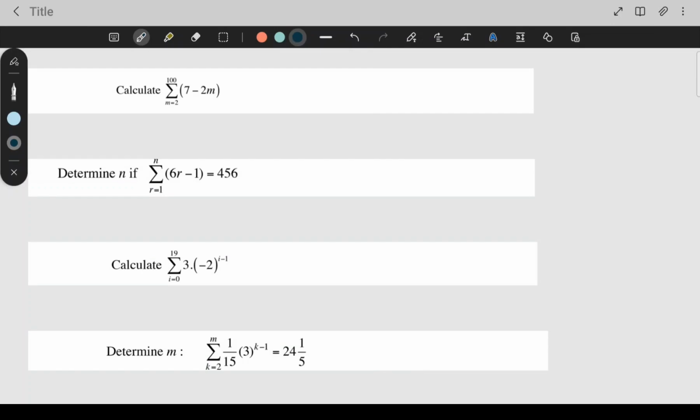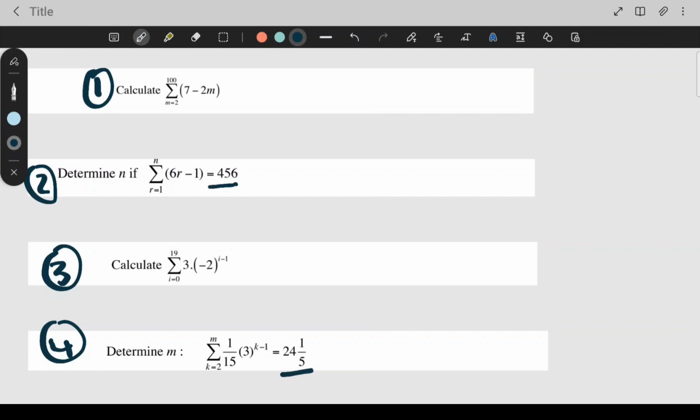I'm going to do 4 questions with you. This one is an arithmetic sum question, and this one is also an arithmetic sum question. But can you see this one is equal to a number? And then this is geometric, just normal Sigma notation. And then I'm going to do this one. Can you see it's equal to a number? So whenever it's equal to a number like that, we're going to work backwards. So yeah, that's what we're doing today.